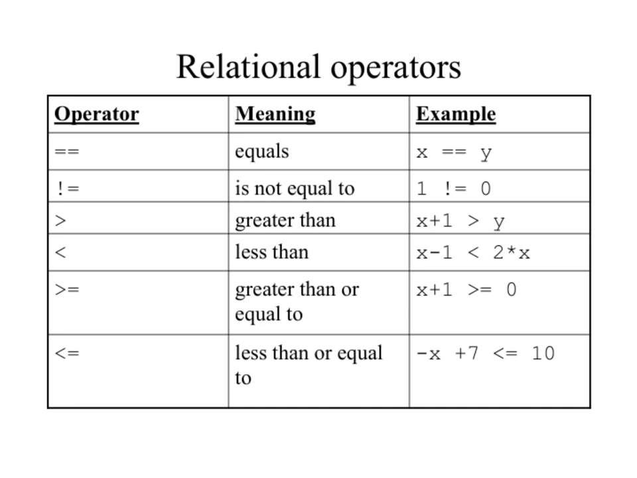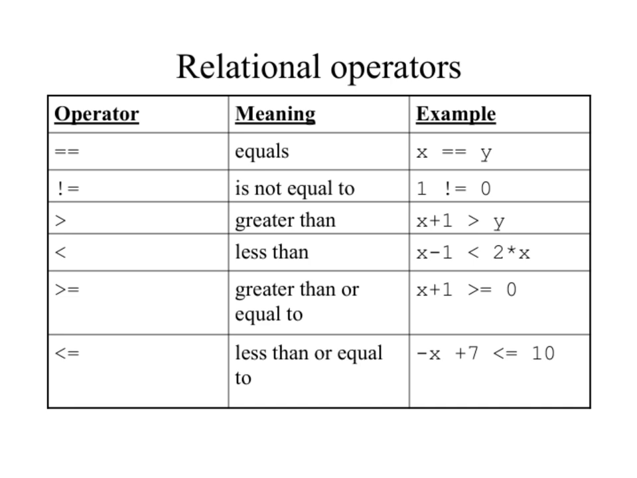Next is the not equal to operator, written as !=. This checks if two values are different, like 1 != 0, which would evaluate to true because 1 is not equal to 0. Moving on, we have the greater than operator, represented by >. This is used when we want to see if one value exceeds another, such as x + 1 > y. Similarly, the less than operator checks if one value is smaller than another, for example, x - 12 < x.